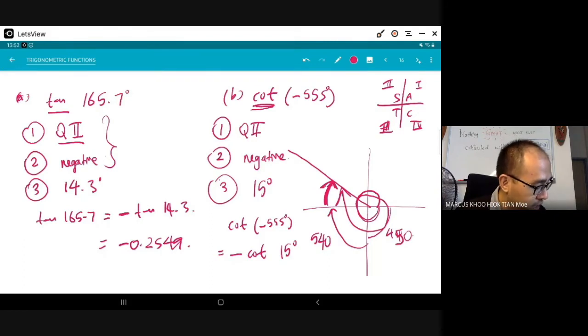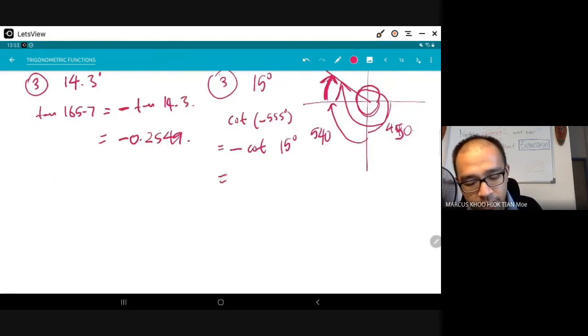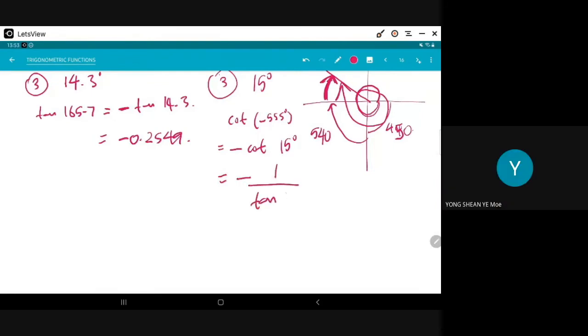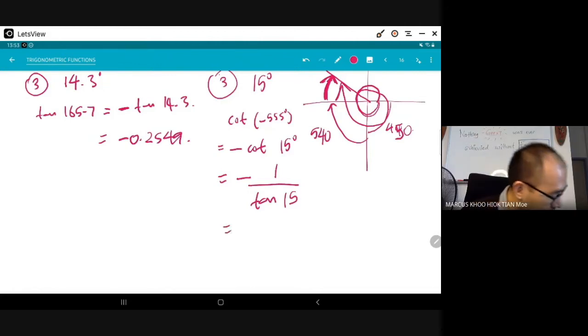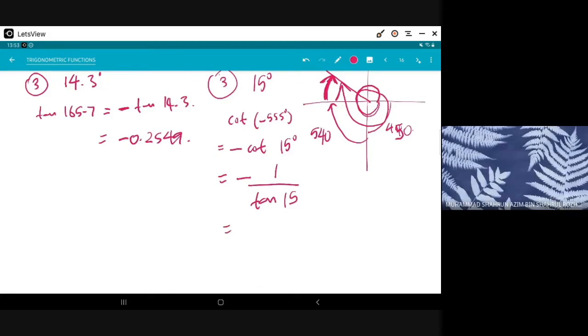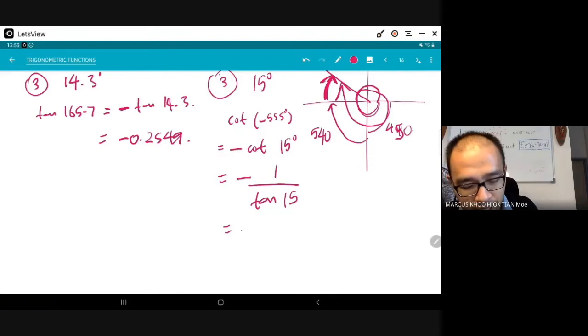How do you find the cotangent? Actually, I'm half wondering whether my working is correct. It seems correct though. Negative cotangent 15 will be equal to negative 1 over tangent 15. So what will this answer be? Negative 3.732.